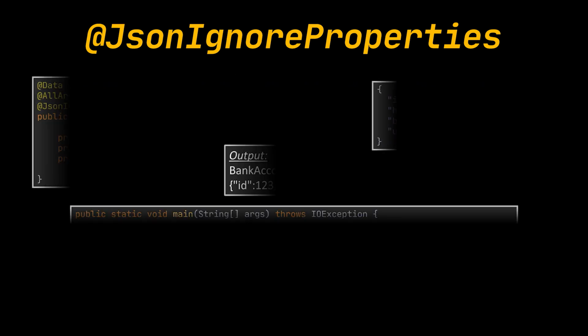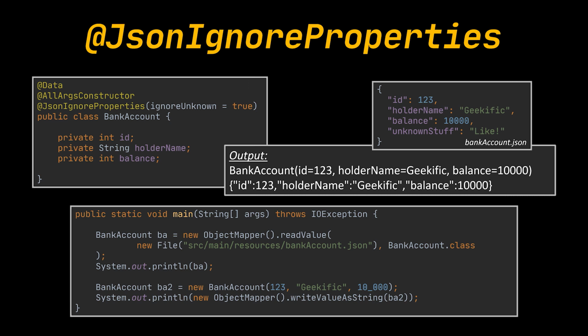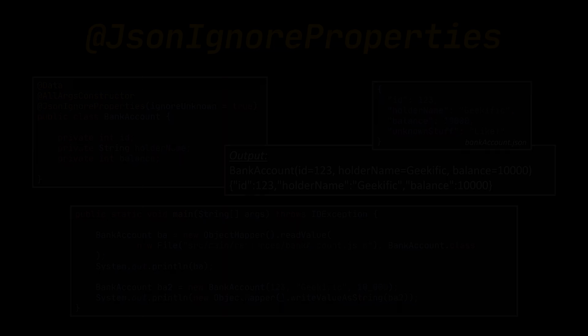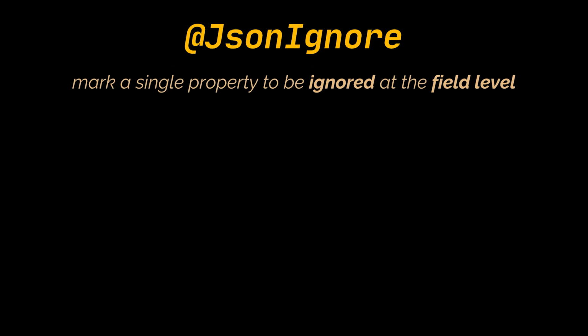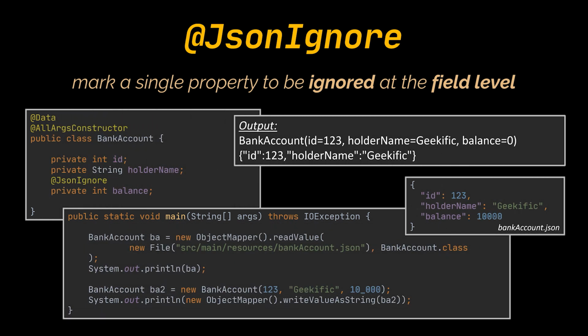To ignore any unknown property in JSON input without exception, we can set the ignoreUnknown parameter to true, as you can see here. The unknown parameter was ignored as expected. Now, similarly to the previous annotation, the @JsonIgnore annotation is used to mark a single property to be ignored at the field level. In this example, we made use of this annotation to ignore the balance property as we previously did, but this time at field level.